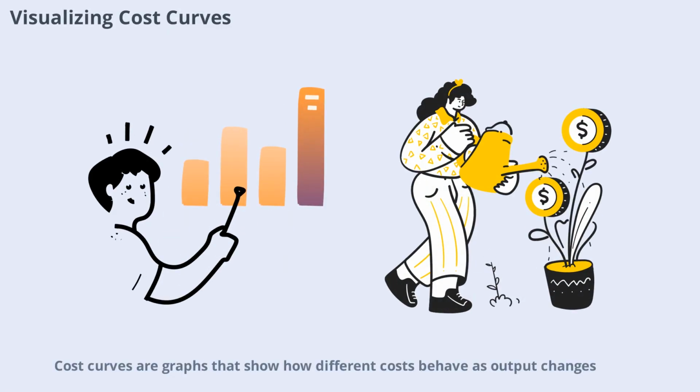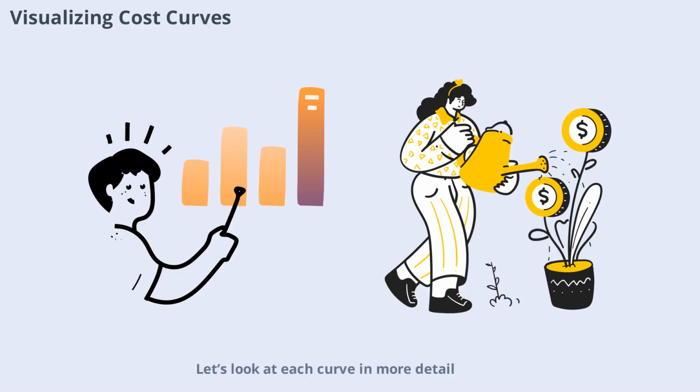Cost curves are graphs that show how different costs behave as output changes. Fixed cost curves are flat, variable and total cost curves slope upward, and marginal and average cost curves have their own unique shapes. Visualizing these curves helps managers and students understand the relationships between different types of costs and output levels. Let's look at each curve in more detail.